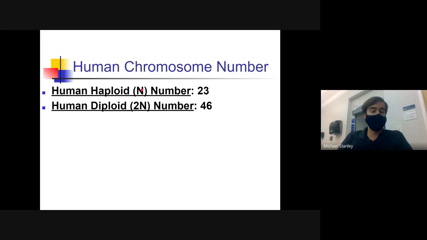Again, in our haploid cells, in our half-number cells, like our sperm and our eggs, there are only 23 different chromosomes, one copy of each of the 23. 99% of cells are normal diploid cells. They have two copies of the different 23 chromosomes. So we have 46 chromosomes in a normal human cell: 23 that we inherited from our mom, and 23 that we inherited from our dad.